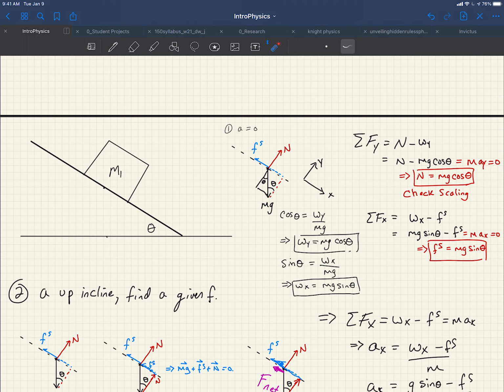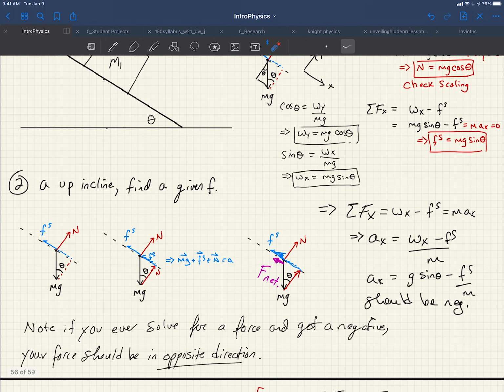What, however, do we do if we know the acceleration is not 0? So let's consider the second case, if the acceleration is up the incline. So we need to now find, what is the acceleration if we're given some force of friction. So let's remind ourselves why we had no acceleration in our previous drawing. That is, we had our normal, or our weight, our normal, and our friction.